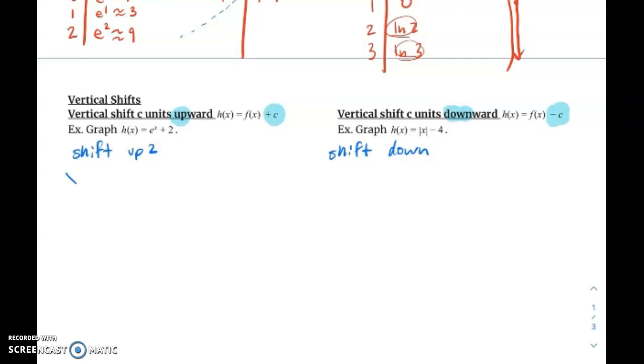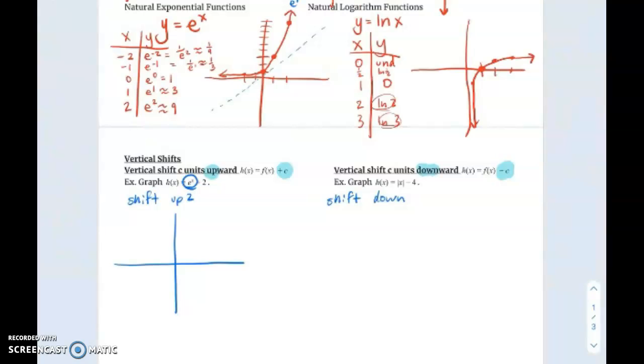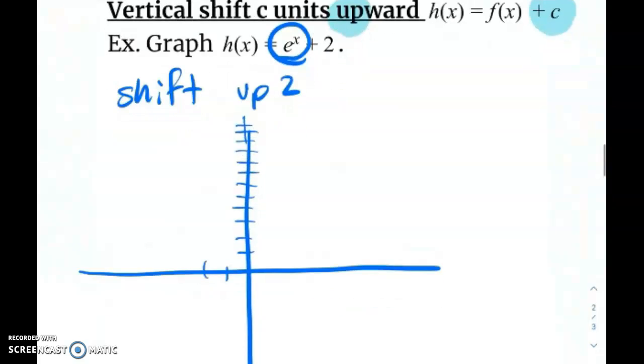On this first one, let's just start with a parent graph. We're going to start with the graph of e to the x. Now we know the graph of e because we have it right there. So -2, okay. So we know -2 is about 1/9. We know -1 is about 1/3. We know 0 is at 1. We know 1 is about 3. And we know 2 is about 9.